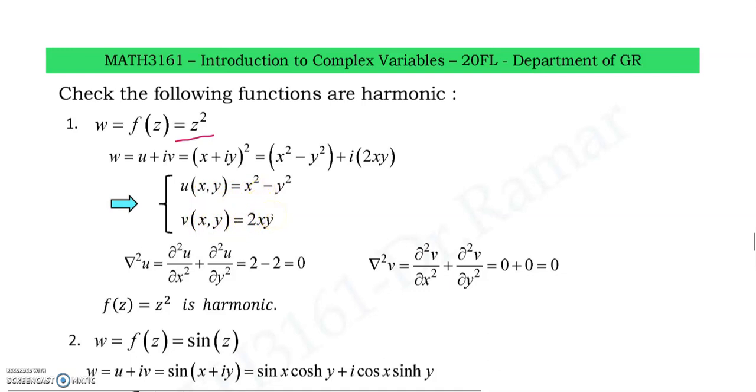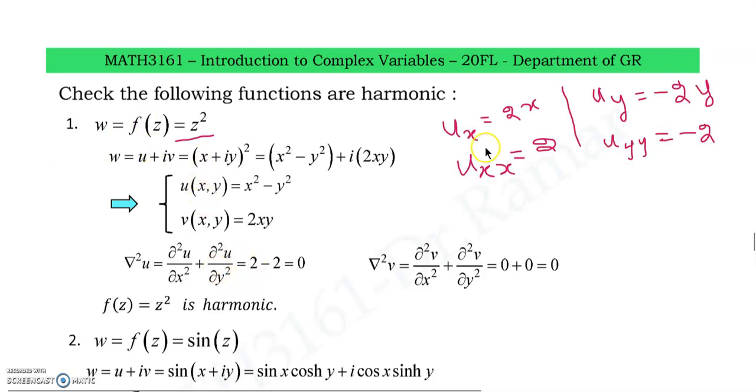Now we have to check the Laplace equation, that is the second derivative of u with respect to x twice, plus the second derivative of u with respect to y twice, is equal to 0. Similarly we have to check for v also. For your understanding, I write here ux, the partial derivative of u with respect to x. From the equation u is equal to x square minus y square, what is ux? That is 2x.